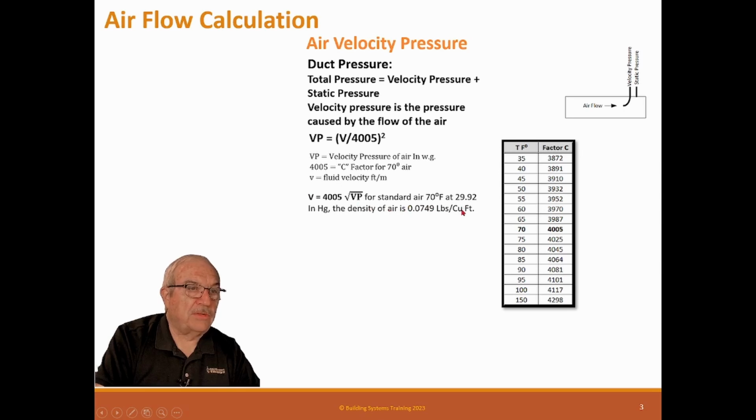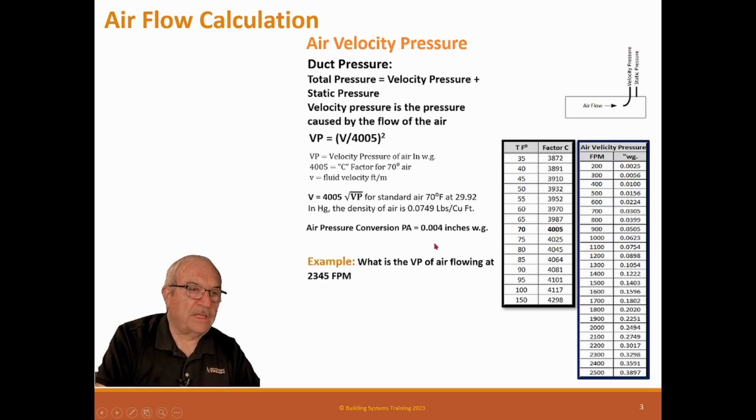Now this 70 degrees is also at sea level, and that's at 0.0749 pounds per cubic foot density. So we can make some changes for density, but believe it or not, it changes very, very little. Remember, you can always convert into this. The metric term for this is PA, pascals. 1 pascal equals 0.004 inches water gauge. So there's a whole bunch of pascals in a little bit, so you can do that.